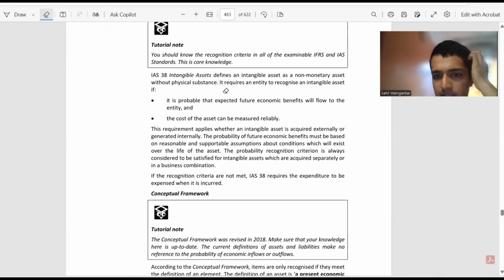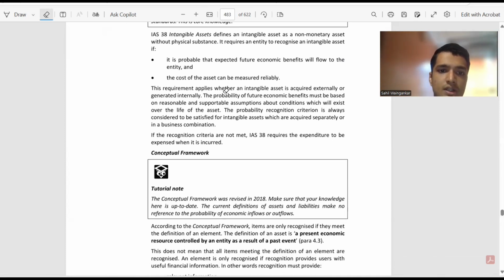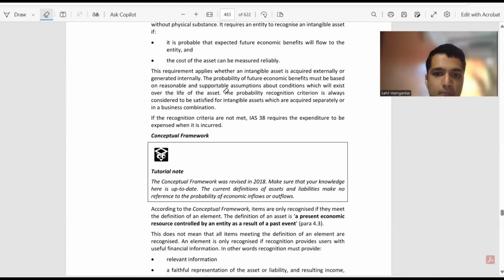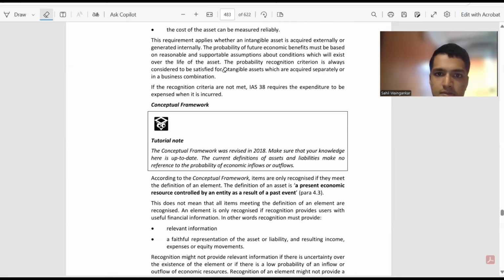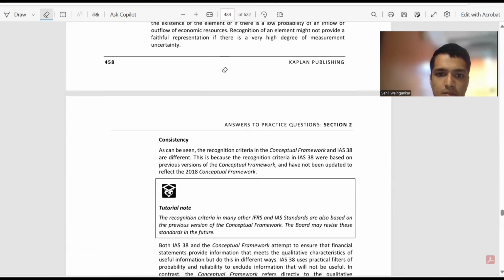This requirement applies whether an intangible asset is acquired externally or generated internally. The probability of future economic benefits must be based on reasonable and supportable assumptions about conditions which will exist over the life of the asset. The probability recognition criterion is always considered to be satisfied for intangible assets which are acquired separately or in a business combination. If the recognition criteria are not met, IAS 38 requires expenditure to be expensed when it is incurred. Okay. They have briefly mentioned development and these things too.